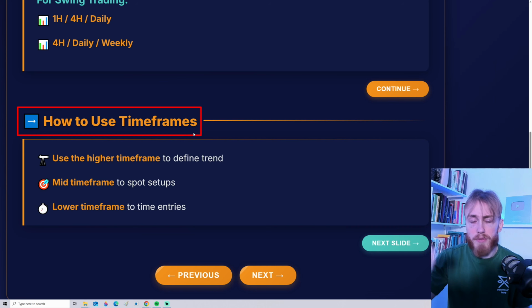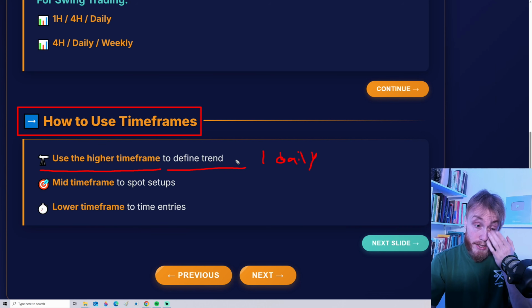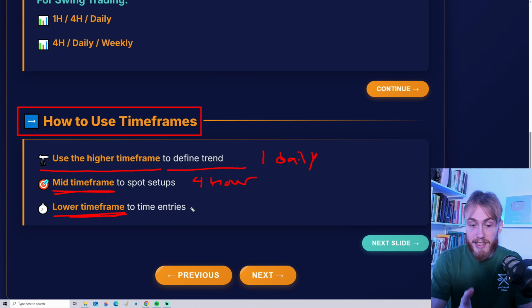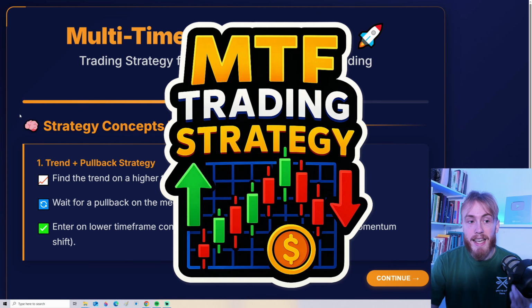But now, how do we use the time frames? Well, there are tons of different trading strategies you can use, but the general method is usually something like this. You use the higher time frame to define the trend. So this is, for example, the daily time frame. Then you use the middle time frame to spot the setups. So this could be, for example, the 4 hour, while you use the lower time frame to get your buy signals and sell signals. This could be, for example, the 1 hour time frame. But all right, so now let's take a look at a multi-time frame trading strategy step by step.